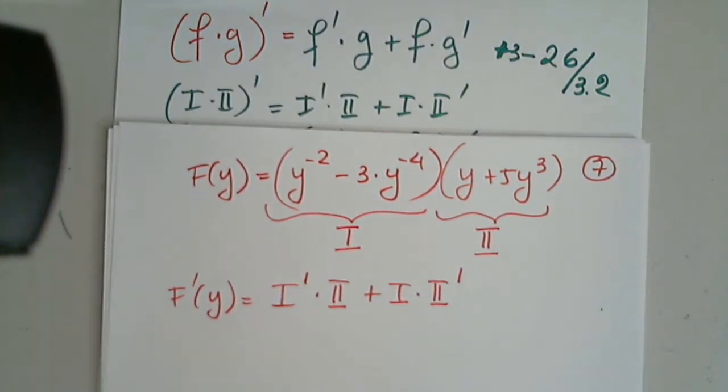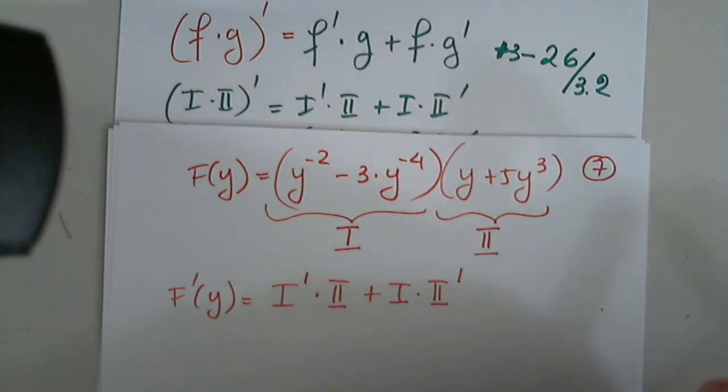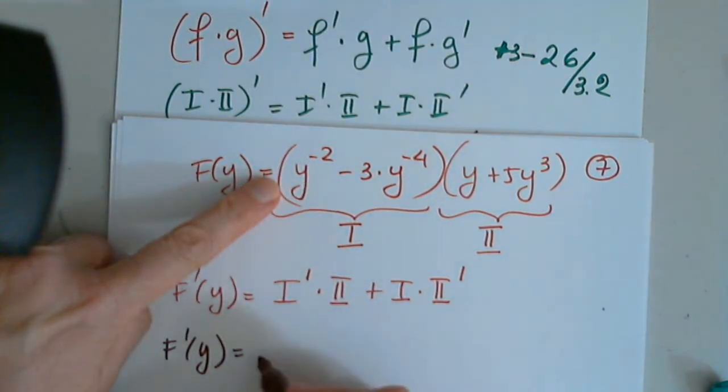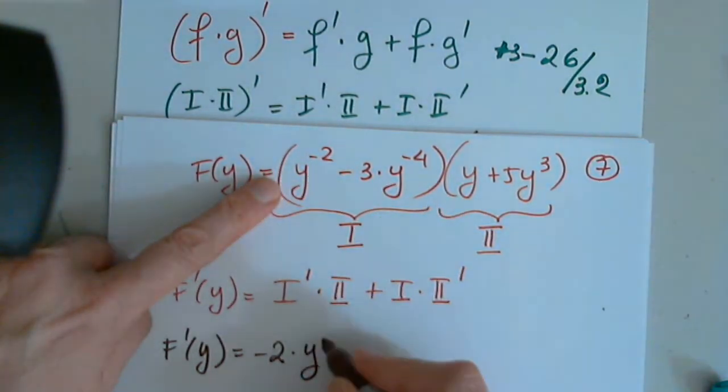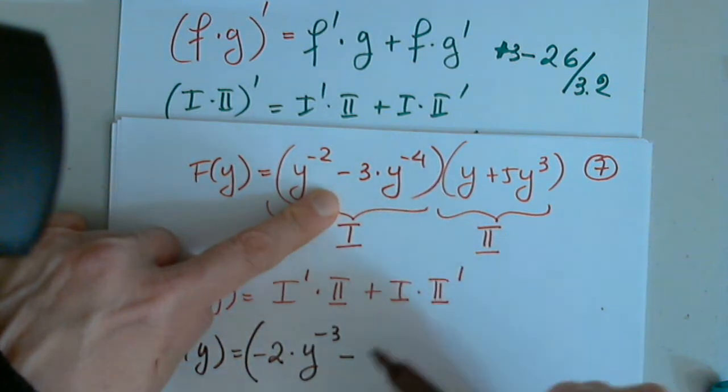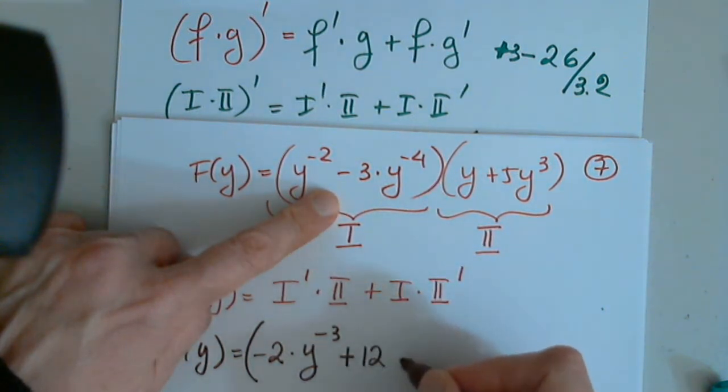Again, you can tweak the method. It's up to you. I accept it, of course. Okay. So finally, f prime of y. Bring down negative 2 and subtract 1 from negative 2. Negative 3, minus, actually it's negative 3 times negative 4, so it's plus 12 times y to negative 5.